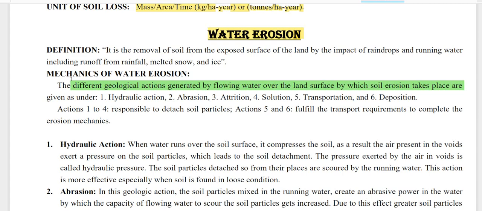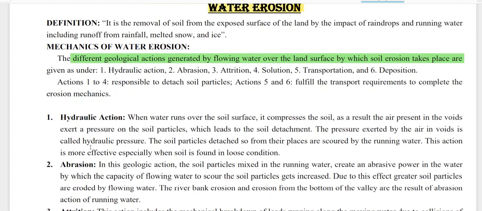What is its mechanics? The different geologic actions generated by flowing water over the land surface, means different geologic actions that are generated due to the water erosions, are hydraulic action, abrasion, attrition, solution, transportations and depositions. And these first four are detachment process. After that, transportation and deposition will go.